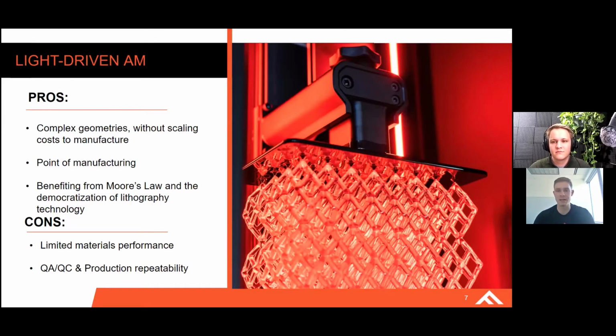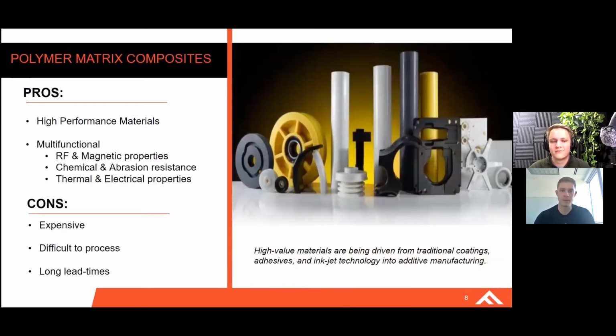That's really due to viscosity ranges, chemistries, and things like that. So as a result, DLP in general, they can print a lot of these complex geometries, but they're not necessarily functional from an end user standpoint. So we take that DLP process and we combine that with polymer matrix composites. So these composites, they're really high performance materials, things like the RF market, chemical abrasion resistance, stuff like that.